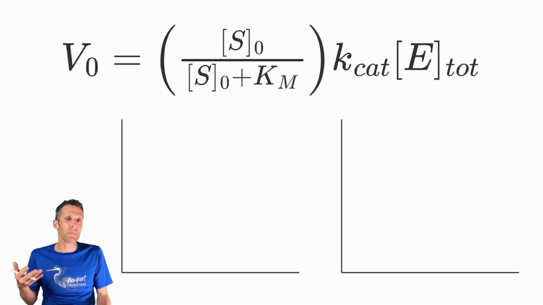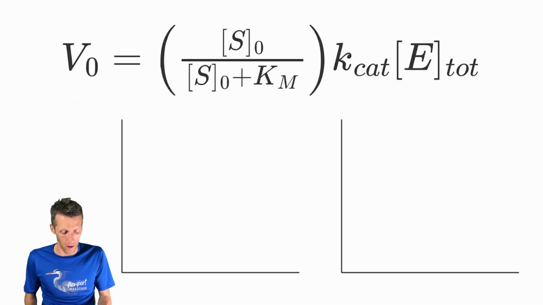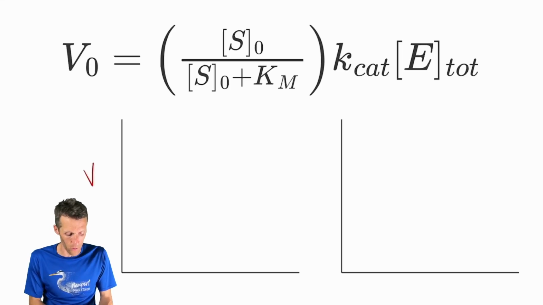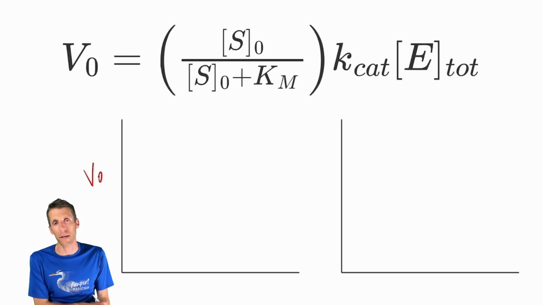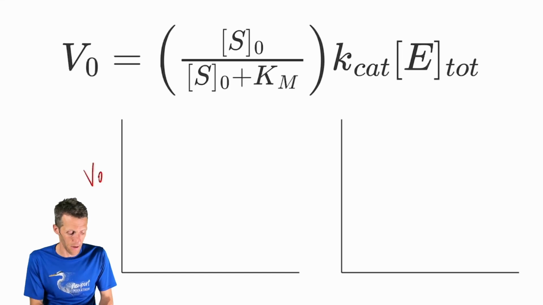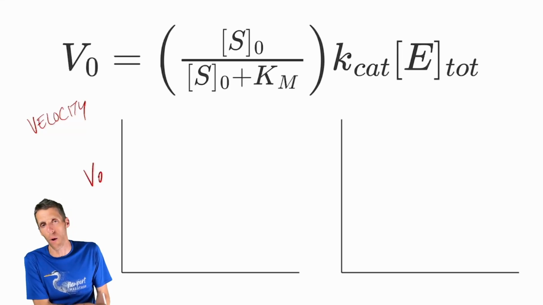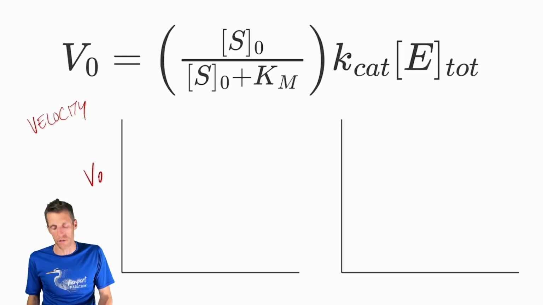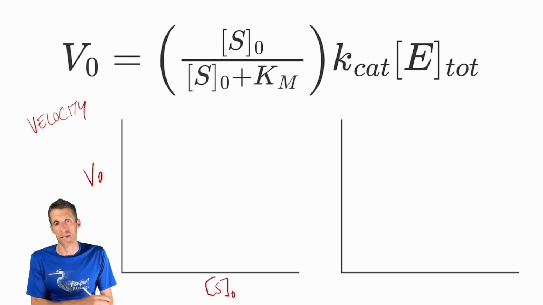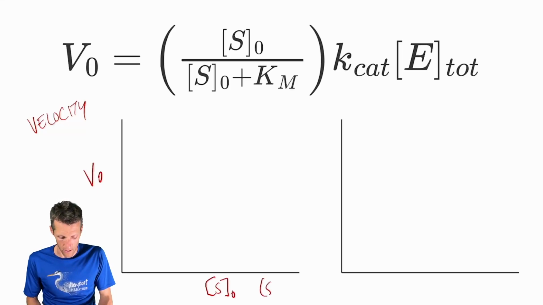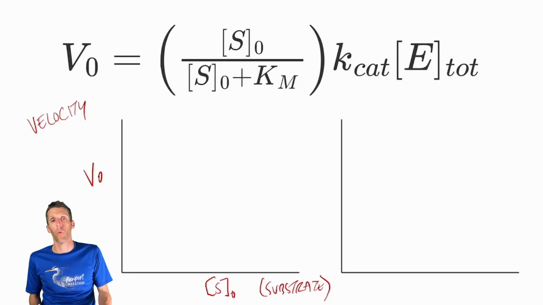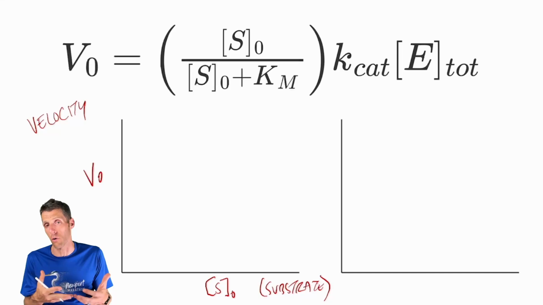All right, so let's make a graph of this here, what this thing's going to look like. So what I'm going to do is I'm going to plot V naught on this. So this is the velocity of the reaction. And we'll worry about the naught in a second. So for the moment, this is just how fast the reaction is going. And then down here, this is S naught. This is the substrate concentration. So as we add more substrate, what does the velocity curve look like?